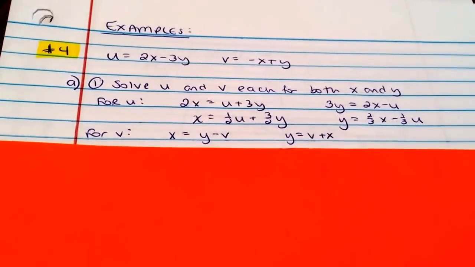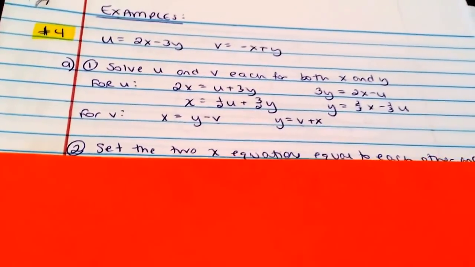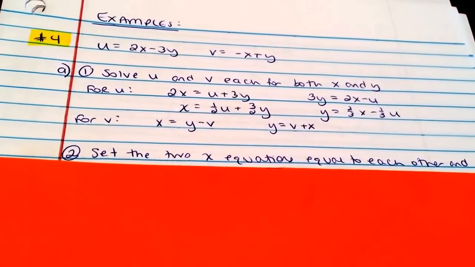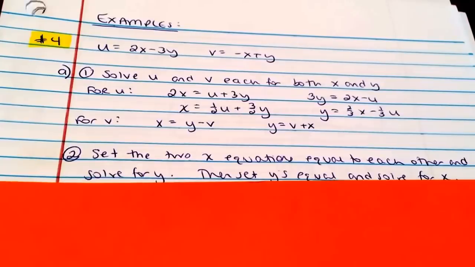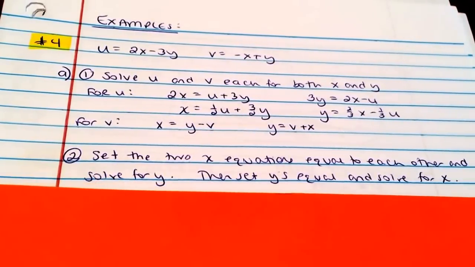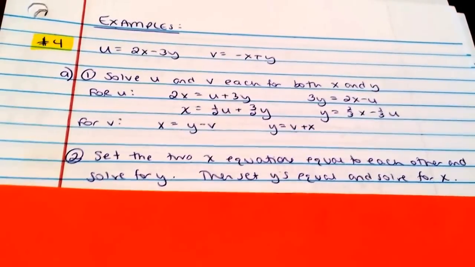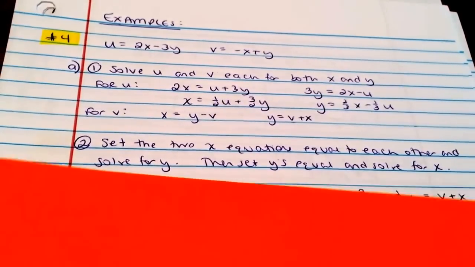2 of them are x's and 2 of them are y's. So you're going to take the 2 x equations, set them equal to each other. That means the x's will be gone. And then you're going to solve for y. Then you're going to take the 2 y equations and set them equal to each other. So the y's will be gone. And you're going to solve for x.